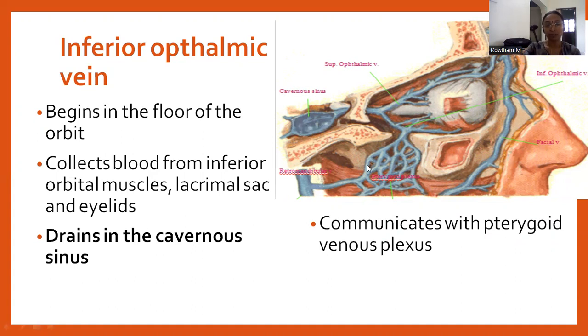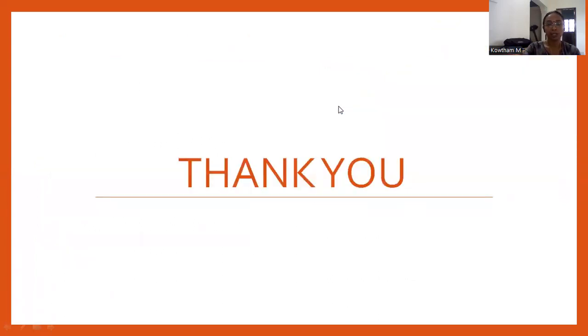I think now you're clear about the superior and inferior ophthalmic veins. Both veins end in the cavernous sinus. The superior ophthalmic vein is near the roof of the orbit, and the inferior ophthalmic vein is in the floor of the orbit. So both end in the cavernous sinus.